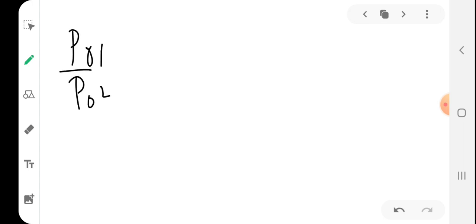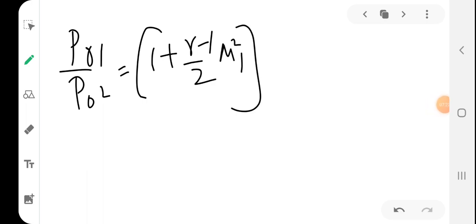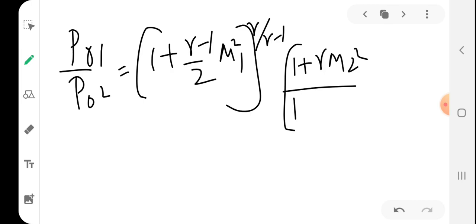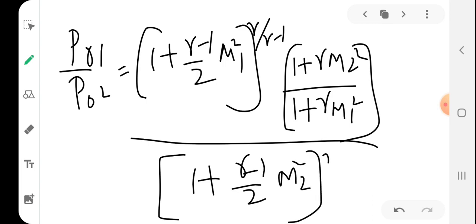So P01 by P02 can be written as (1 + (gamma - 1)/2 M1^2) all raised to gamma/(gamma - 1), into P1 by P2, which is (1 + gamma M2^2) by (1 + gamma M1^2), divided by (1 + (gamma - 1)/2 M2^2) whole raised to gamma/(gamma - 1), right? So this is the equation for P01 by P02.